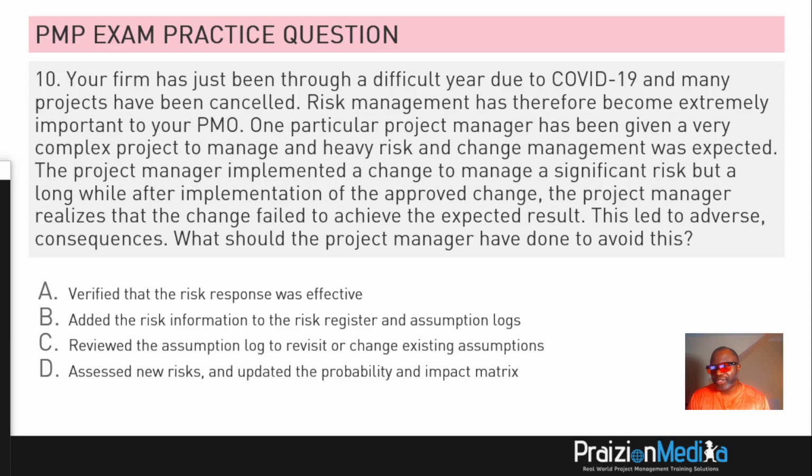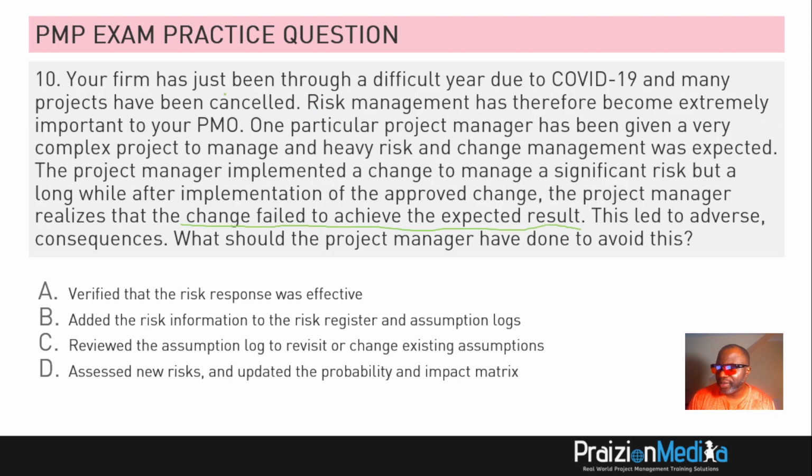So the problem begins to emerge around line 2. That's part of the problem. And then it says, going to line 5, the project manager implemented a change to manage a significant risk, but a long while after implementation of the approved change, the project manager realizes that the change failed to achieve the expected result. This is really part of the crux of the matter.